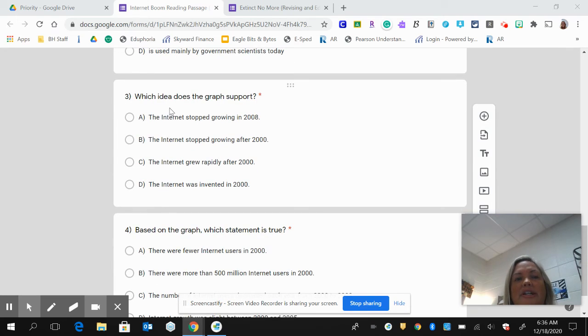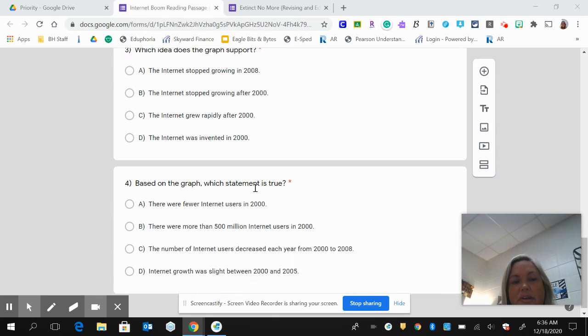Number 3, which idea does the graph support? A, the internet stopped growing in 2008. B, the internet stopped growing after 2000. C, the internet grew rapidly after 2000. D, the internet was invented in 2000.